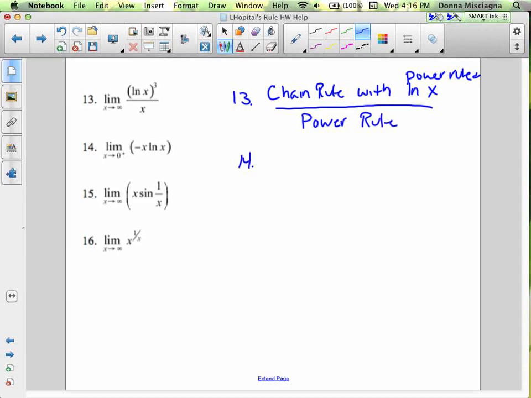14, you've got to rewrite that. So a little hint: you're going to need to rewrite it before you even determine whether or not that's indeterminate. Negative x is also equal to negative 1 over x to the negative 1. So a little hint there. And the derivative will be the derivative of natural log of x. And the other part's a chain rule. Excuse me, power rule.